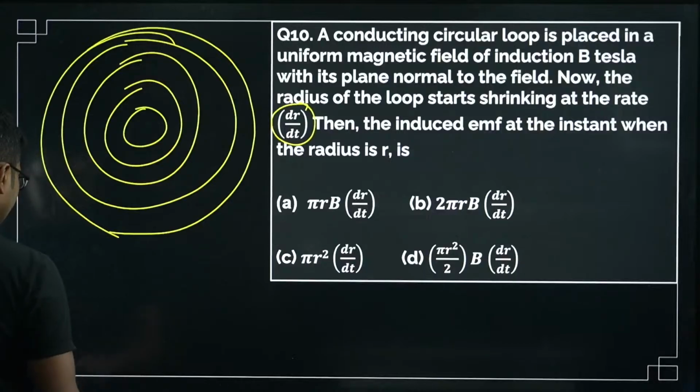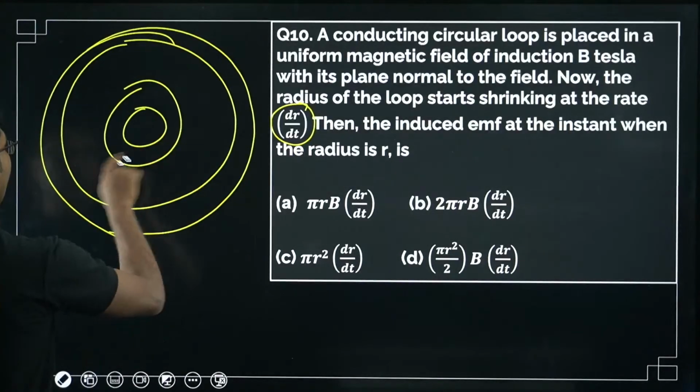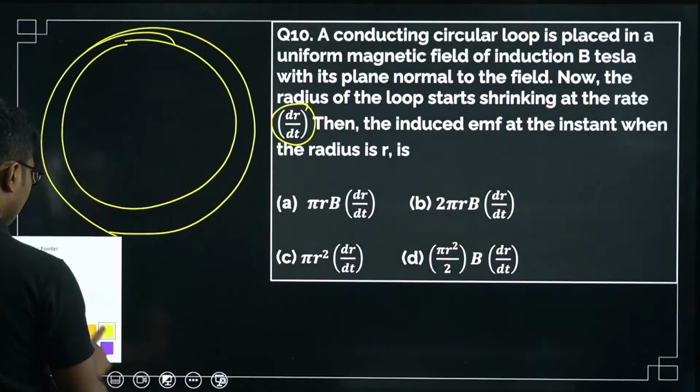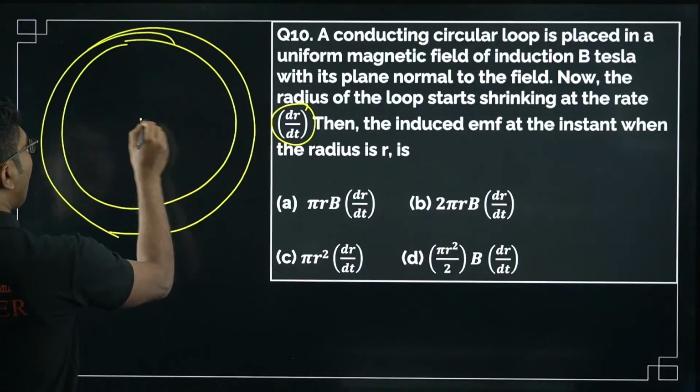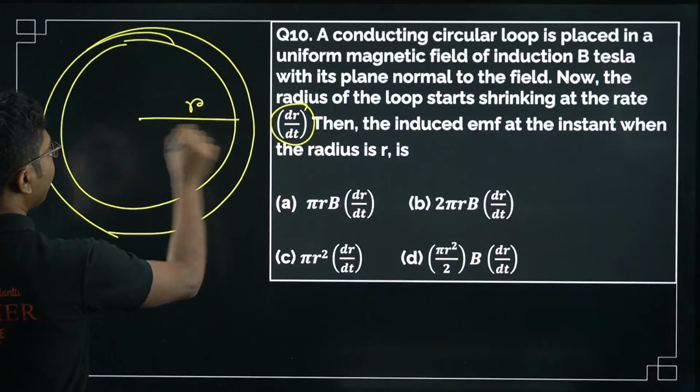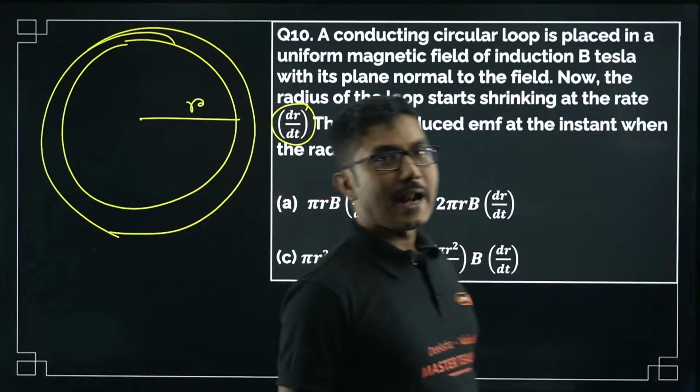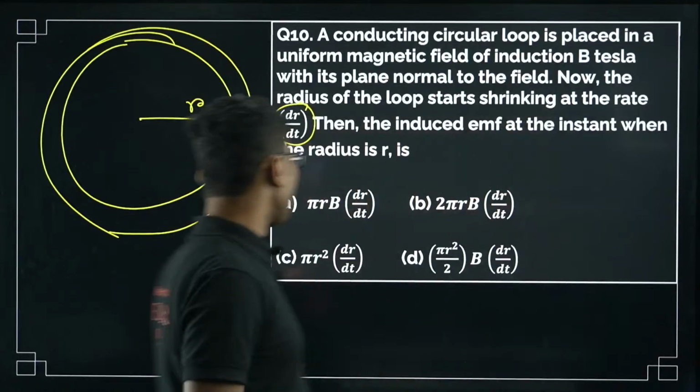So at some time, after some time, the radius is now r. Now you have to find the induced EMF at this time. So how to do that?